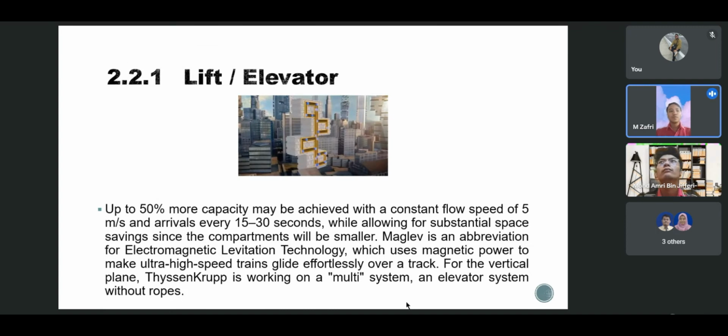Up to 50% more capacity may be achieved with a constant speed of 5 meters per second and arrival every 15 to 30 seconds, while allowing for substantial space savings since the compartment will be smaller. The maglev is an abbreviation for electromagnetic levitation technology. This uses magnetic power to make ultra high-speed trains glide effortlessly over a track. For the vertical plane, ThyssenKrupp is working on a multi-system elevator system without rope. The next slide.